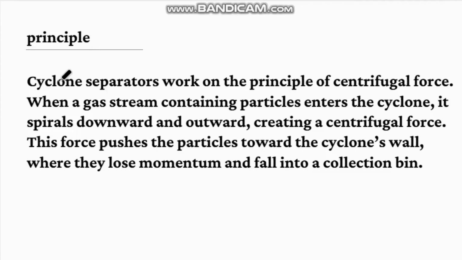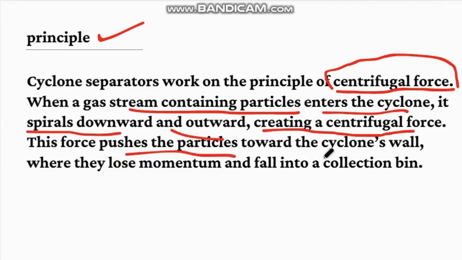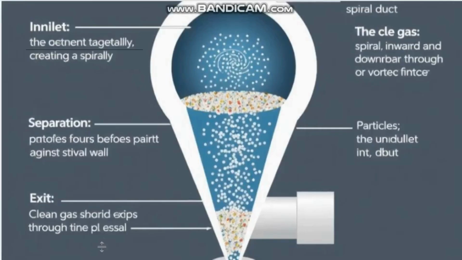Principle of cyclone separator. So regarding its principle, how is the cyclone separator going to work? Basically, the principle of the cyclone separator is centrifugal force. How is this centrifugal force created? When a stream of air containing particles enters the cyclone, it spirals downwards and outwards, creating a centrifugal force. This force pushes the particles towards the cyclone wall, where they lose momentum and fall into the cyclone collector bin.